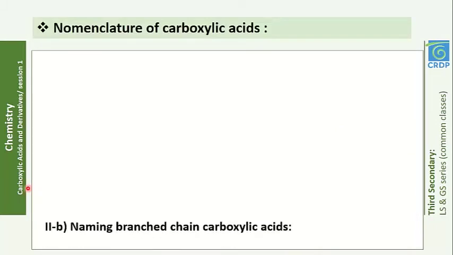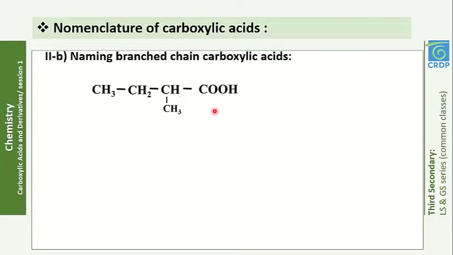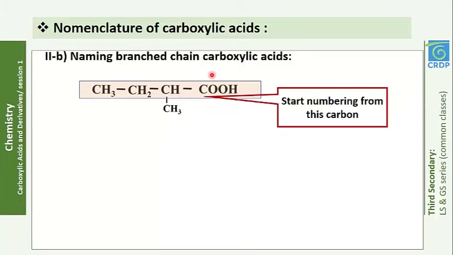Now let us together try to name branched chain carboxylic acids. This is an example. First step, to name this carboxylic acid, what will you do? Of course, you are going to choose the main chain. The main chain will be the longest chain containing the functional group. This is the main chain, and then you have to number this main chain. So, from where will you start numbering? Will you start numbering from this side or from this side? Of course, from the functional carbon. This is carbon number 1, 2, 3, and 4. And you will see that methyl is on carbon number 2.